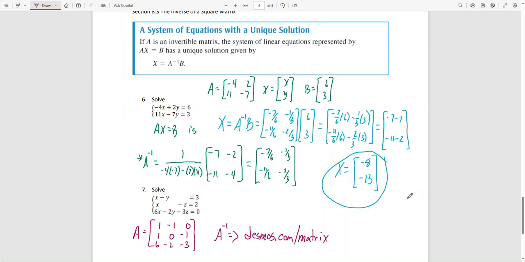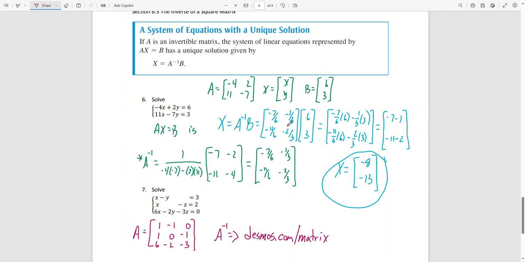Here's how we could use it. If A is an invertible matrix, the system of linear equations represented by AX equals B has a unique solution given by X equals A inverse times B, right? We talked about that earlier. So in this system of equations, negative 4x plus 2y equals 6 and 11x minus 7y equals 3, we have a coefficient matrix, negative 4, 2, 11, negative 7. We have a variable matrix, x and y, and we have a solution matrix, 6, 3. This is AX equals B. So what we want is to solve X equals A inverse times B.